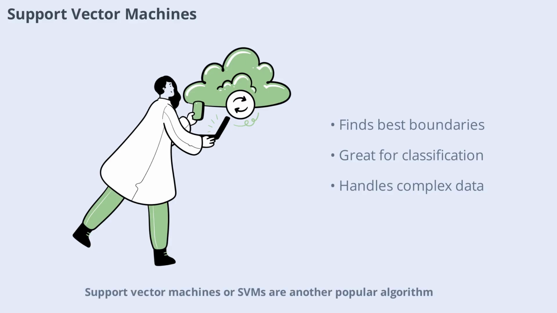Support vector machines, or SVMs, are another popular algorithm. They work by finding the best boundary that separates different categories in the data.